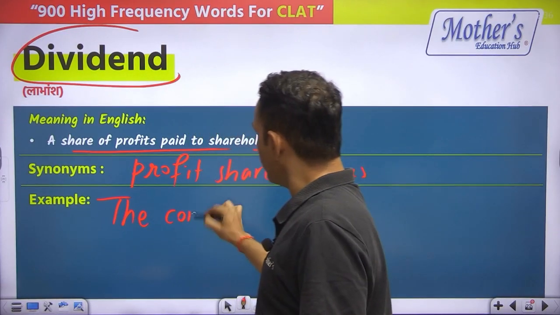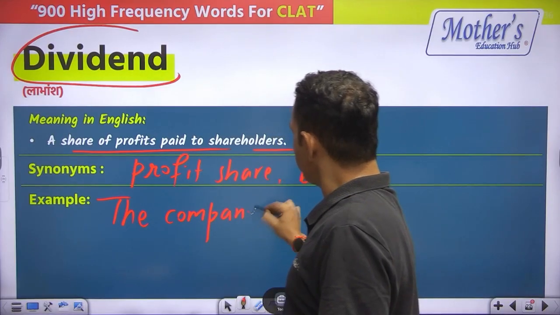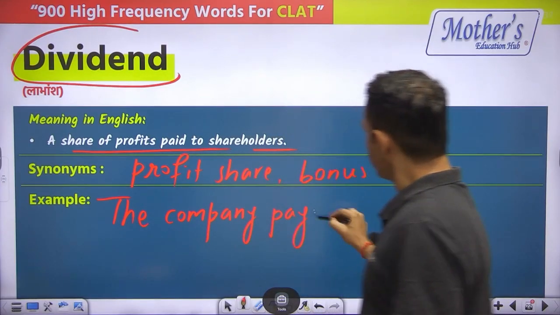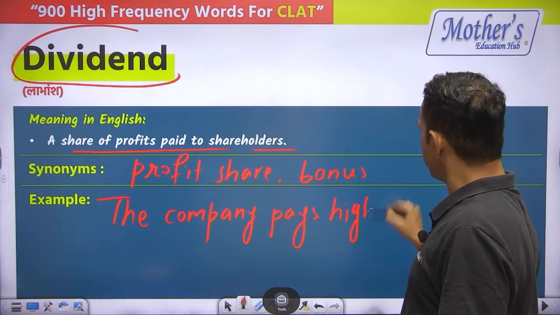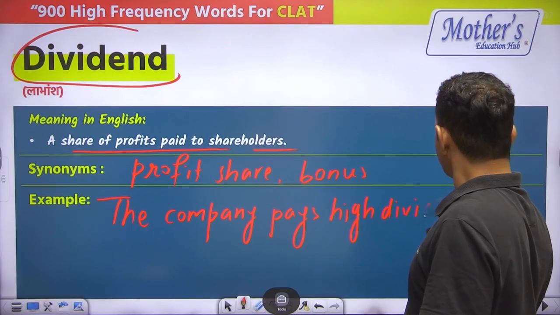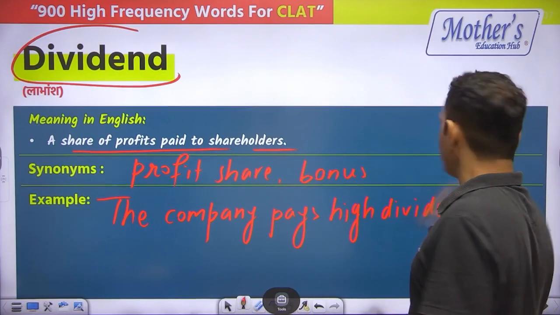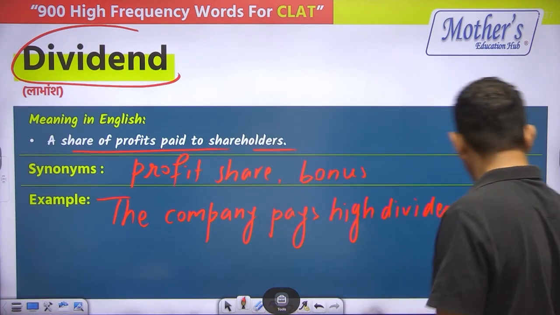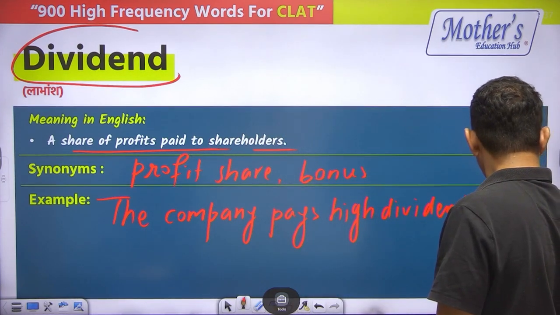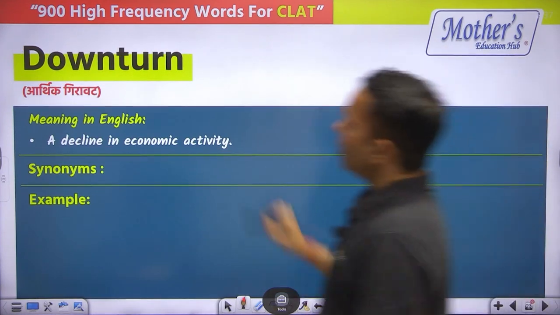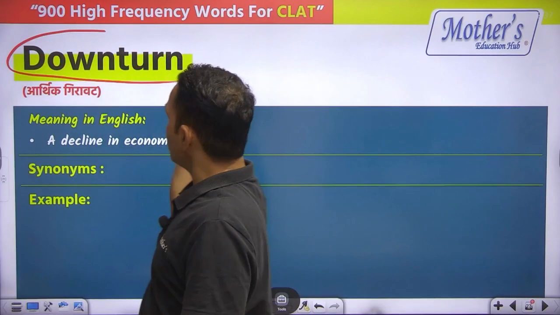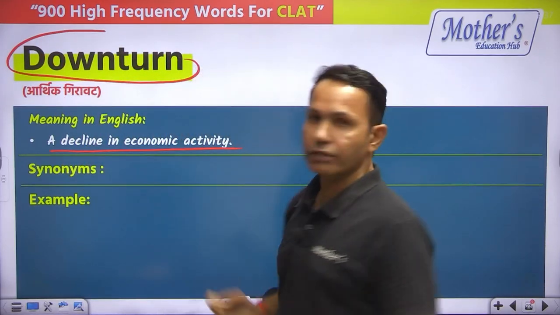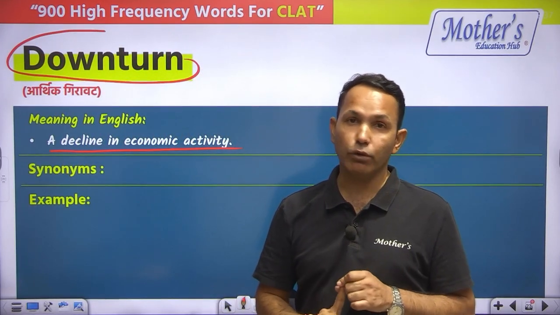The company pays high dividend. There are many companies in the stock market which are known for paying high dividend. Our next word is downturn. Downturn means a decline in economic activities.